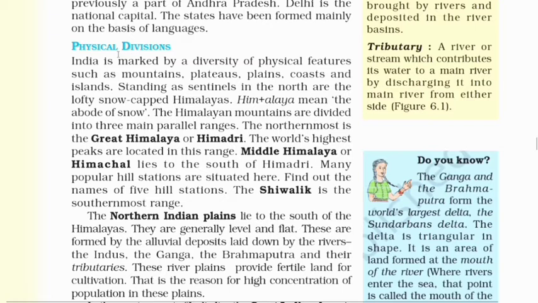Physical divisions. India is marked by a diversity of physical features such as mountains, plateaus, plains, coasts, and islands. In the north, we have the lofty snow-capped Himalayas. Him means ice, Alaya means house, so literally Himalayas means house of snows or abode of snow. The Himalayan mountains are divided into three main parallel ranges. The northernmost is the Great Himalayas or Himadri. The world's highest peaks are located in this range.